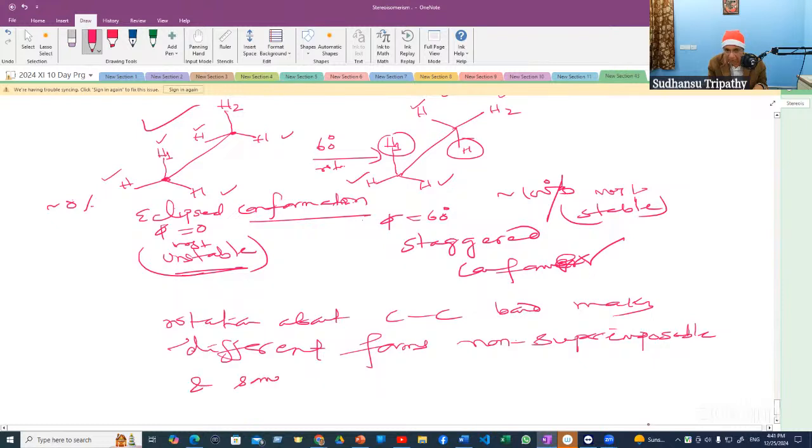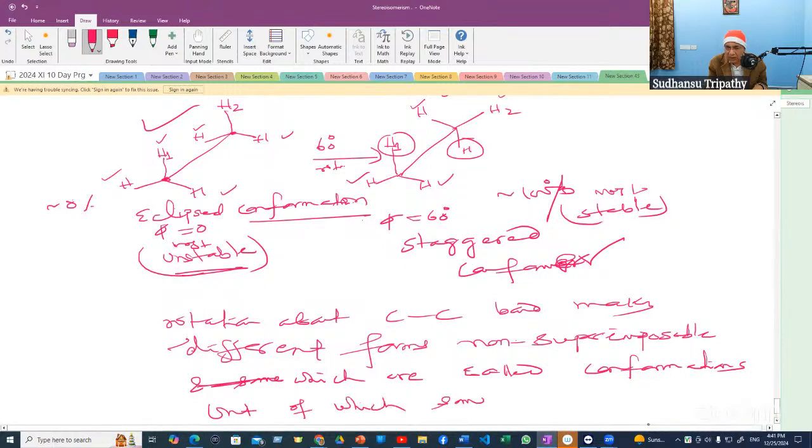And some of them are called conformations. All are conformations, out of which some are stable. In this case, you find one is stable. But in other cases, you'll find more than one is stable. For example, in butane, you'll have two stable forms, gauche and anti. In cyclohexane, you will find skew boat and chair.